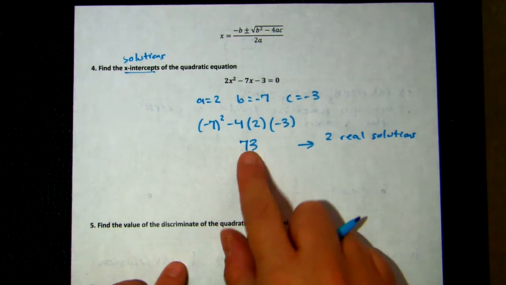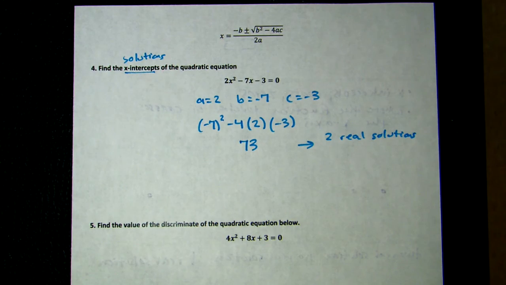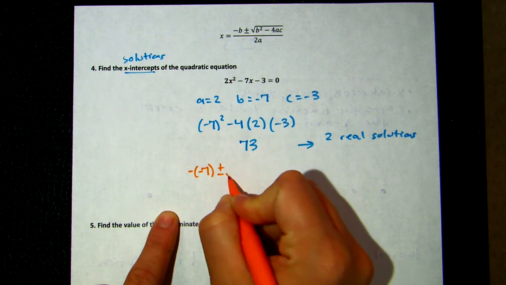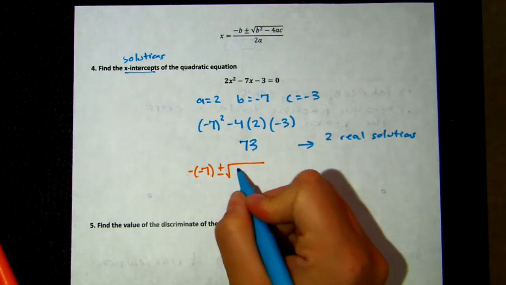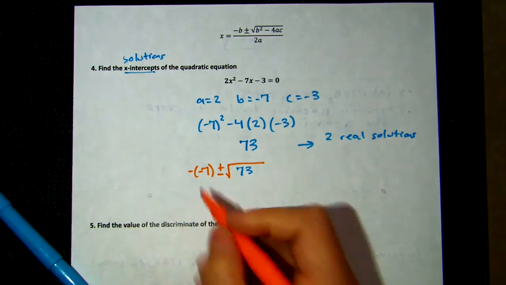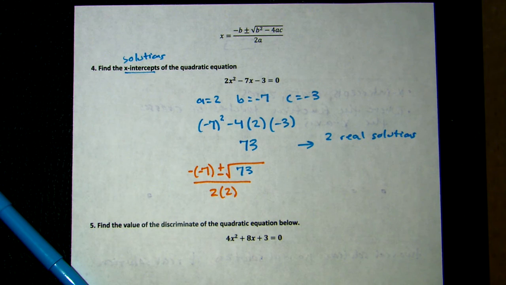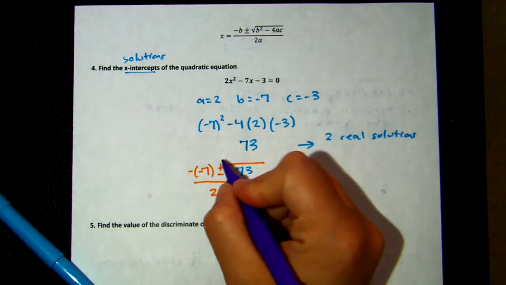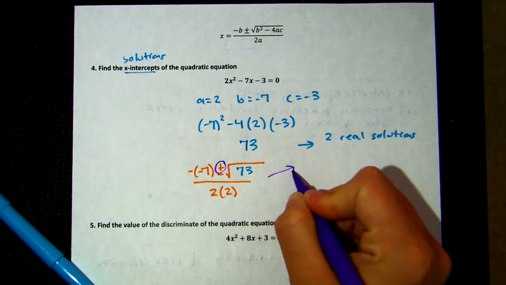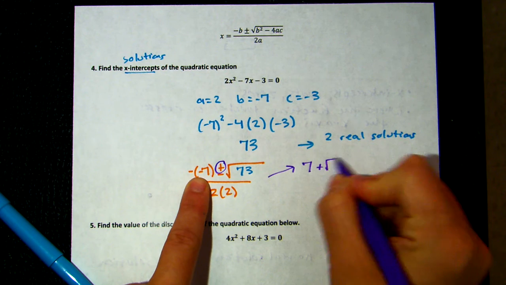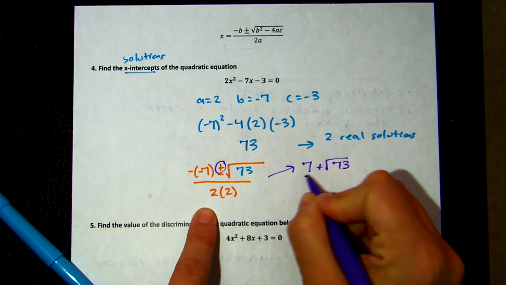Okay, from there, I'm just going to plug back into the rest of the quadratic formula. I'm going to have -7 plus or minus the square root of my discriminant, which is 73. All of that over 2 times my a value of 2. And from here, I just simplify. I have my positive value. -7 makes that a +7 plus the square root of 73 over 4.